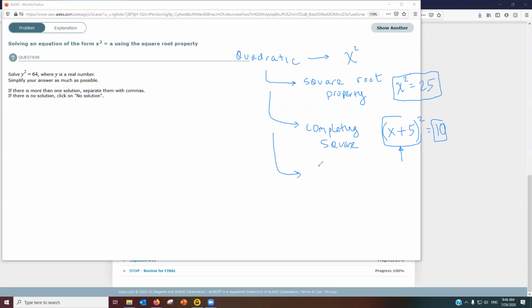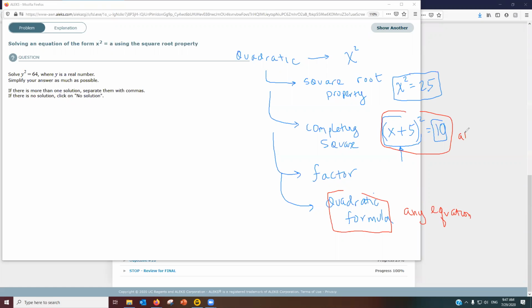Another method that you probably remember is factoring, where you factor one side of the equation. And then the last method is the quadratic formula. Okay? So it turns out that this method, the quadratic formula, can be used on any equation. And also completing the square can be used for any quadratic equation. All right, so let's do some examples, and we'll use these different methods, and we'll try to identify when it is best to use a certain method.